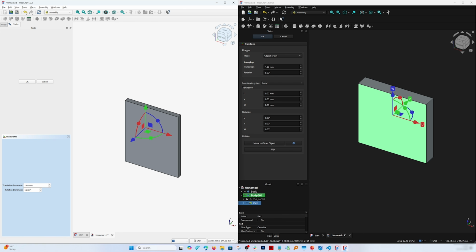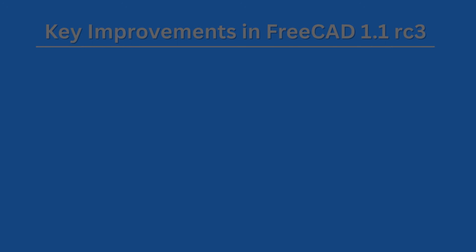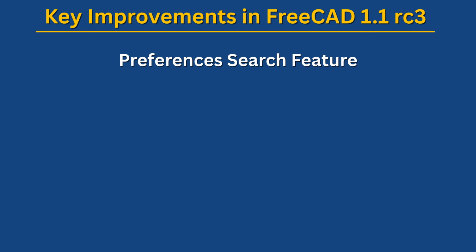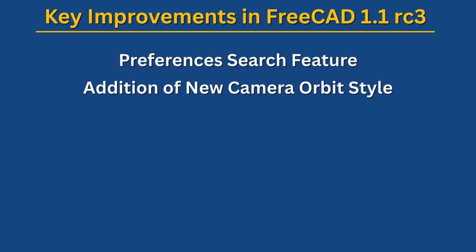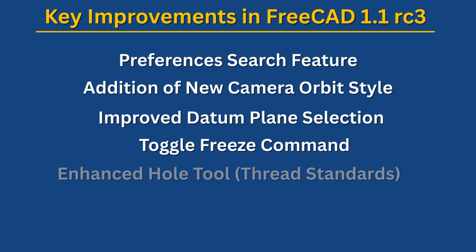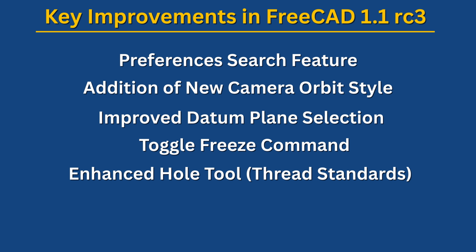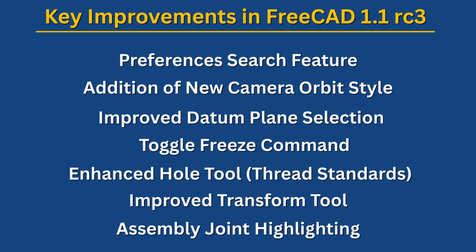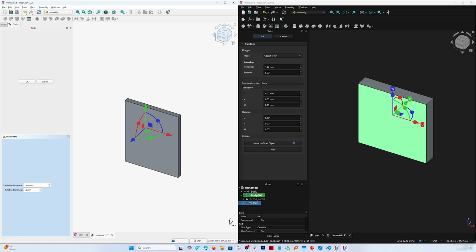So that wraps up this video where we discussed various improvements that FreeCAD 1.1 RC3 came up with: a search bar in preferences, improved camera orbit, the smart datum plane, the freeze command in Part Design, new Whitworth thread support, precise transform inputs, and better assembly joint visibility. These are the changes that make daily design work feel smoother. And the final release is also very close.